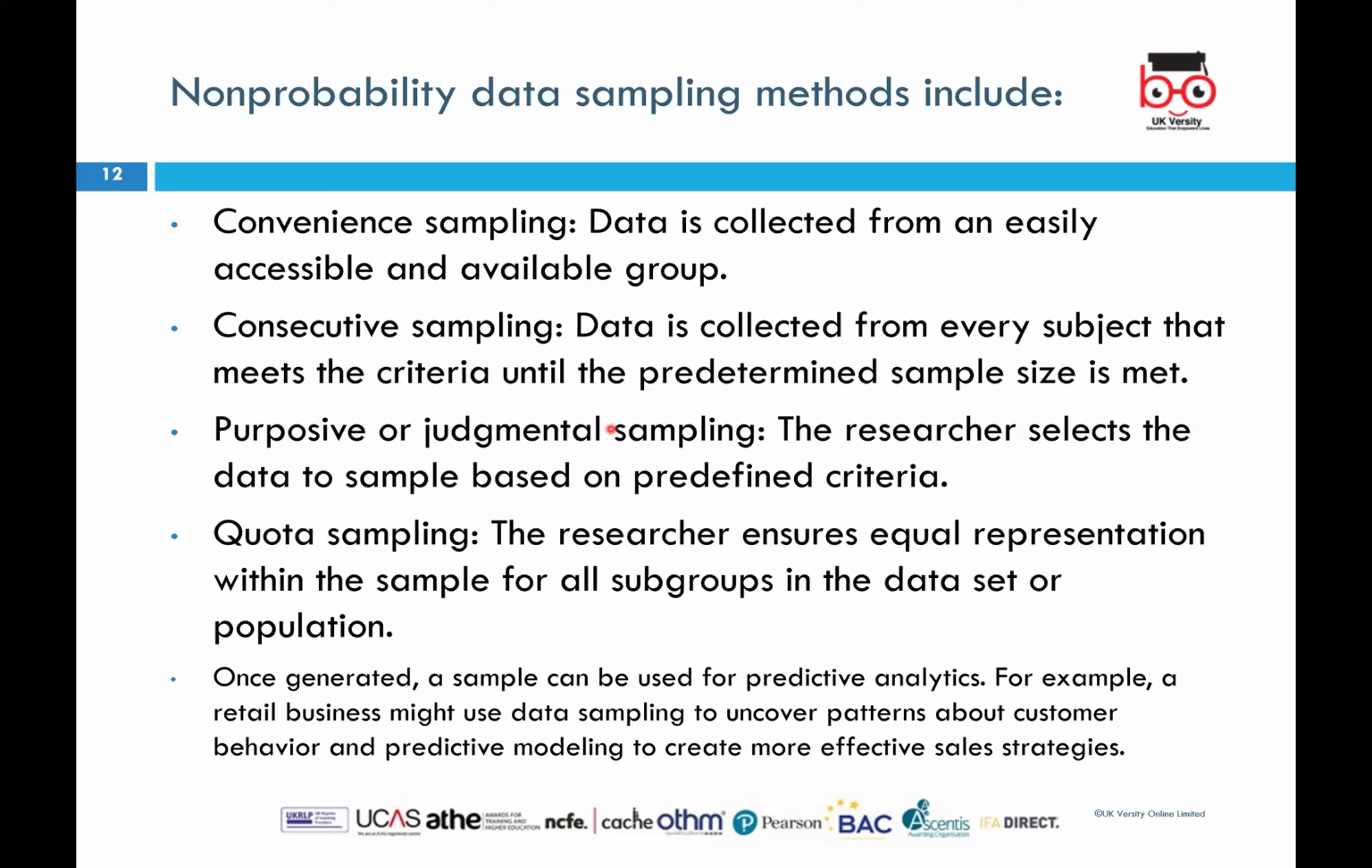Quota sampling is that you give equal representation within a sample for all the subgroups in the data set or population. So women, for instance, are 50% and men are 50%. That's quota sampling. Once you generate a sample, it can be used for your analysis. For instance, a retail business may use data sampling to uncover patterns about customer behavior and predictive modeling to create more effective sales strategies.